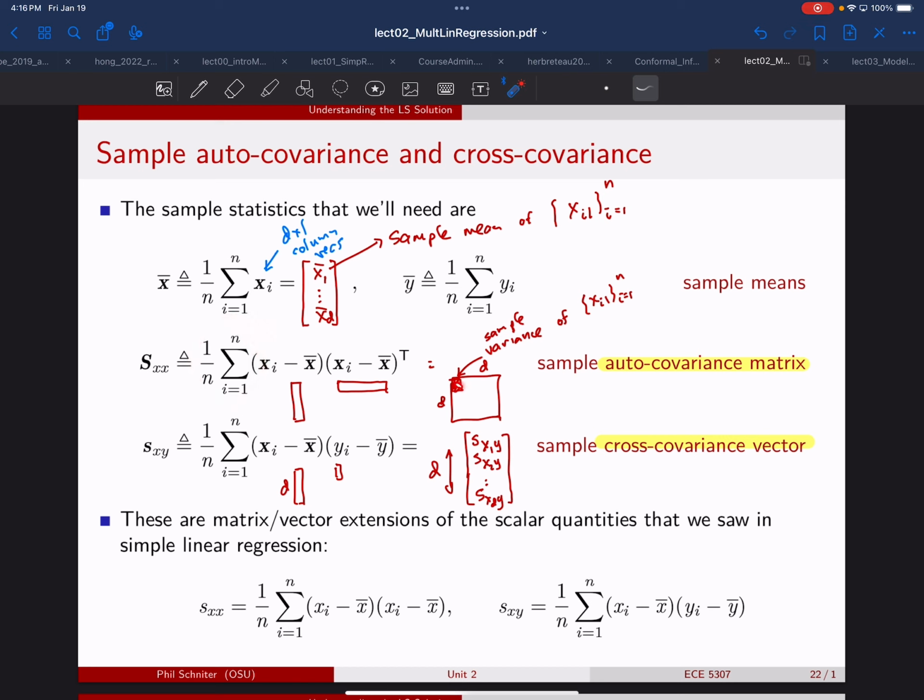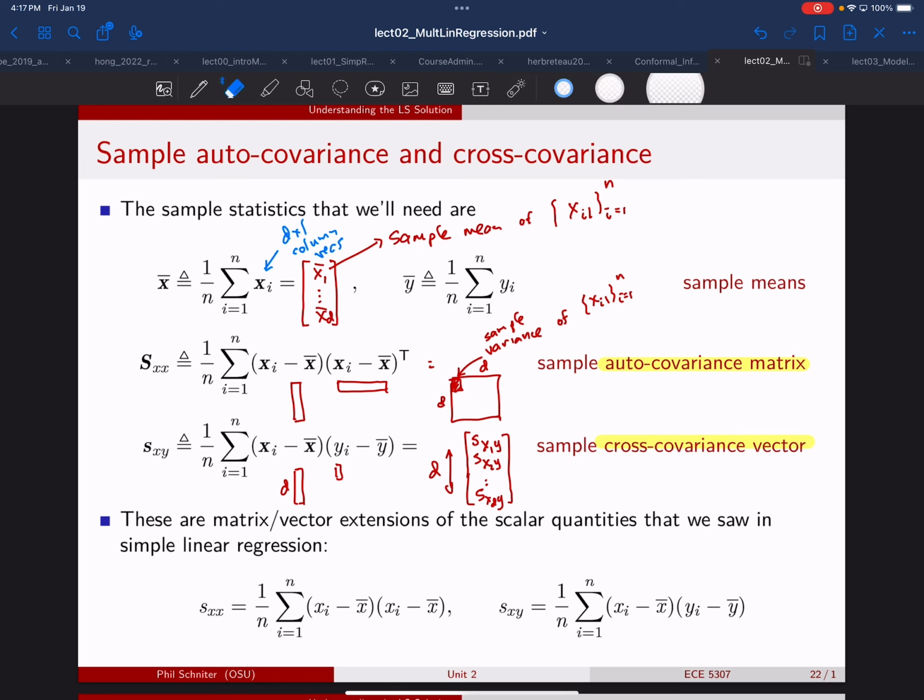When you look along the diagonal of this matrix, you find the variances of the individual features over the training data. When you look off the diagonal, at the triangles above and below the diagonal, you find the covariances between the features, like between feature x1 and x2. That would give you the element right here and right here.